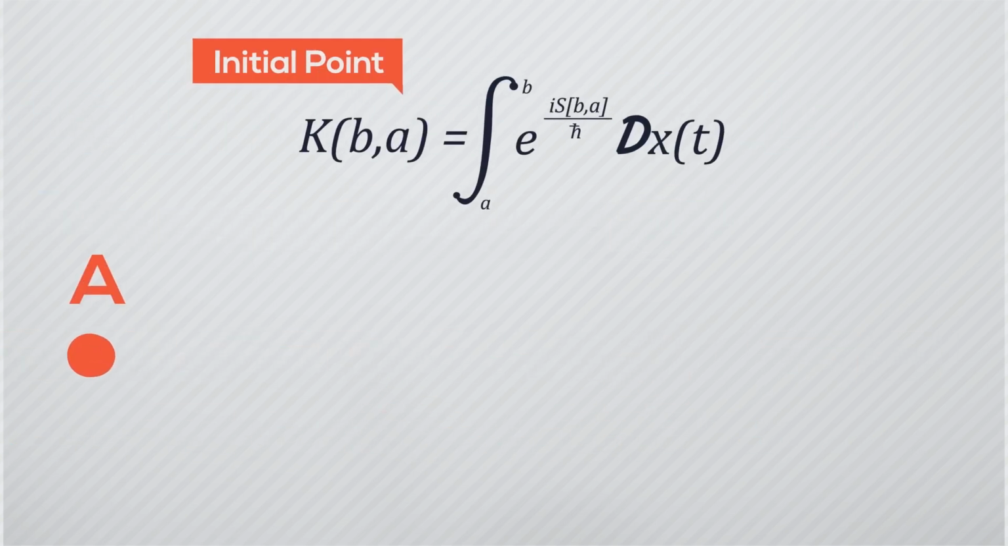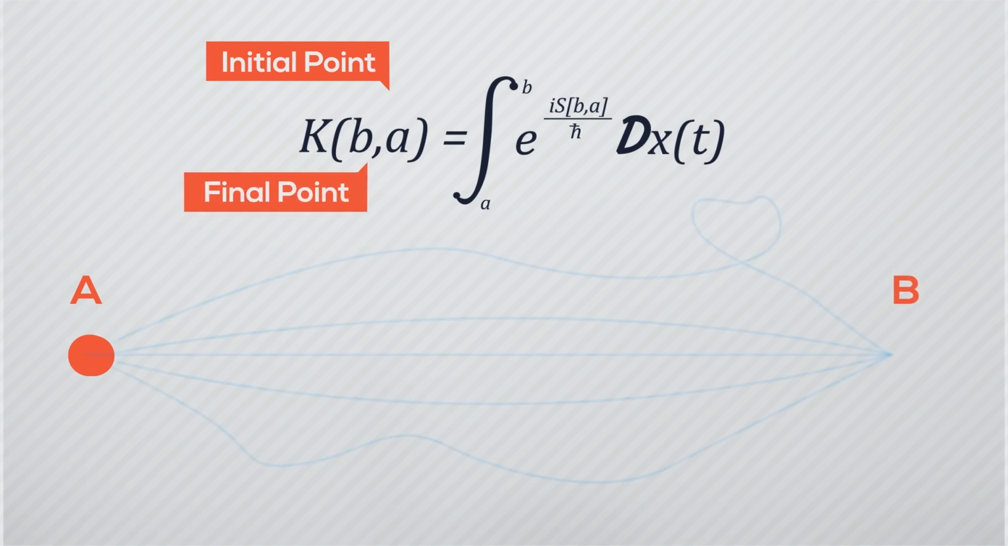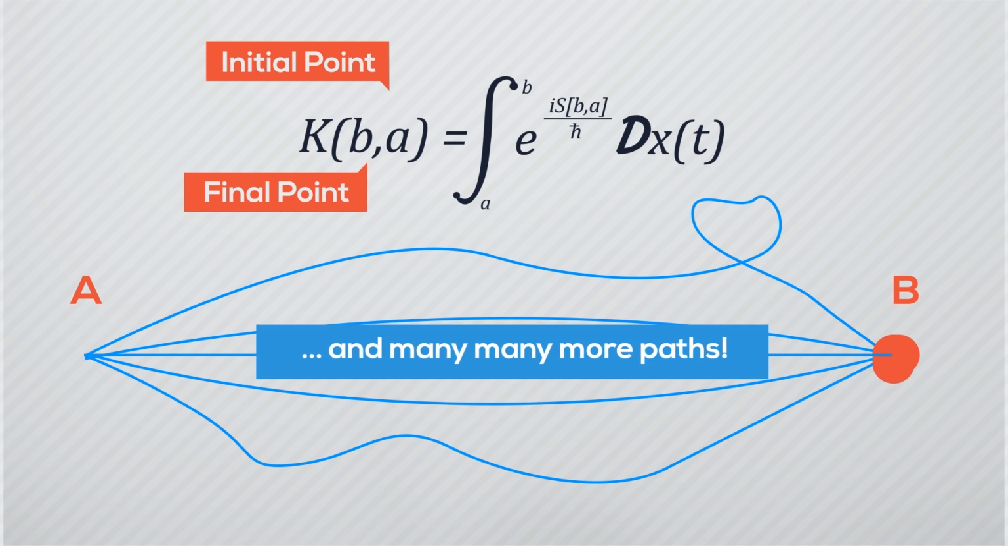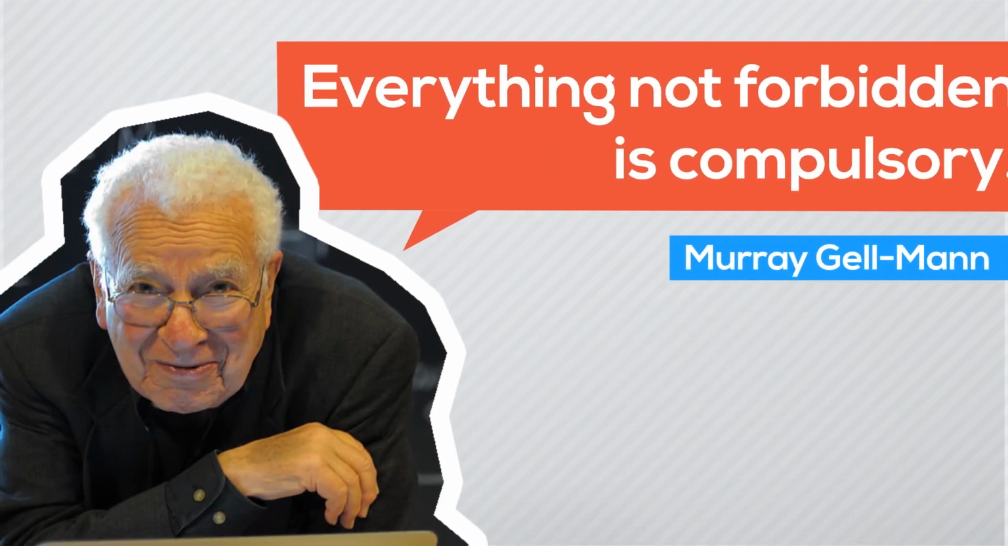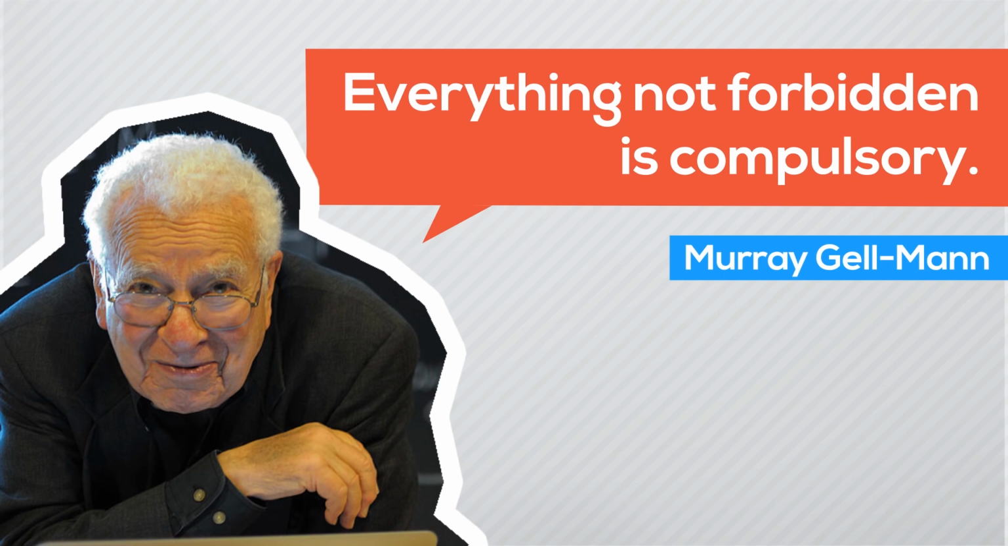You have this point particle at A. To calculate its probability of arriving in B, you have to consider all of the possible paths in space and time between A and B. As Murray Gell-Mann said, everything not forbidden is compulsory. But each compulsory path doesn't have an equal probability of getting taken.